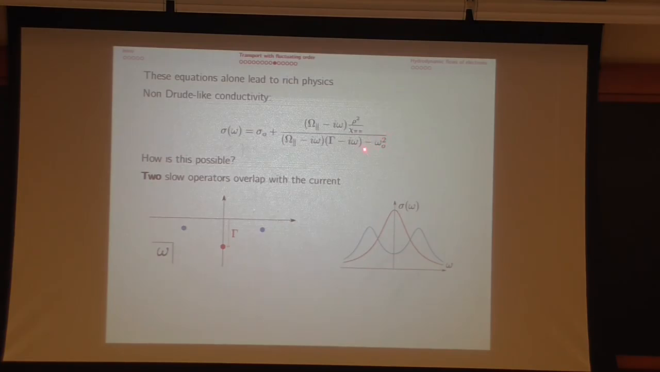Notice that if I set this to 0, the two factors here cancel, and I'm left again with a Drude conductivity, 1 over gamma minus everything, which would be this red curve. But in general, with this Goldstone mass, what it does is shift the peaks to finite frequencies. So how is this possible?